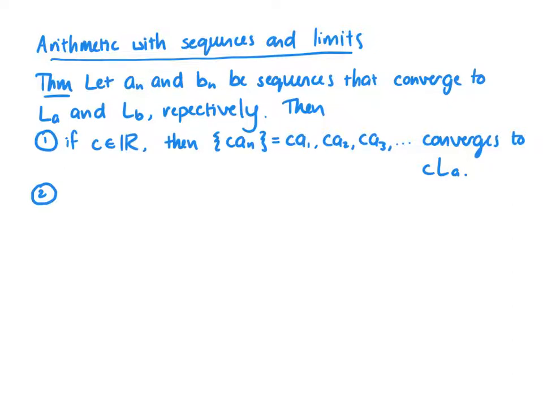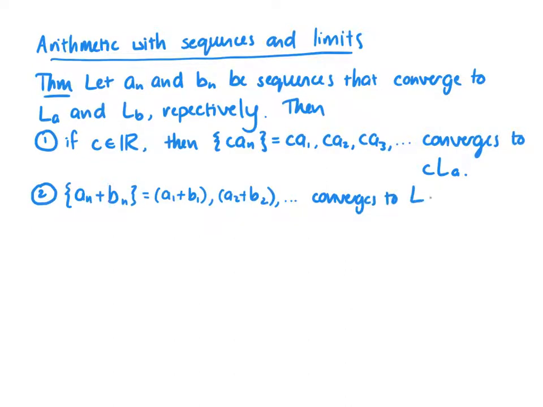Okay, part 2 here. This is a new sequence, the sum. So what is this sequence? All the terms are just the sum of the corresponding terms in a_n and b_n, meaning that the first term is a1 plus b1, the second term is a2 plus b2, and so on. This sequence converges to the sum of the limits. Right, makes sense. The sequence was built by adding together terms from the two sequences, so the limit we get is by adding together the two limits.